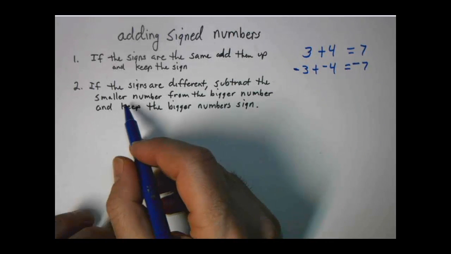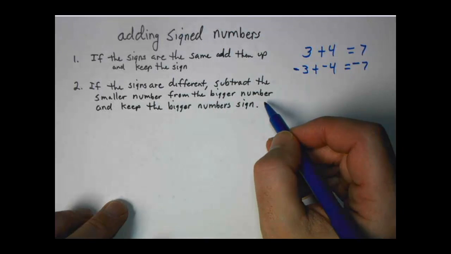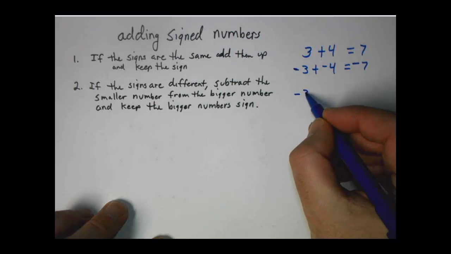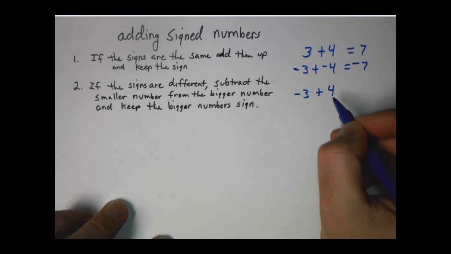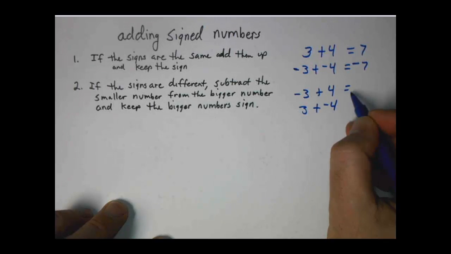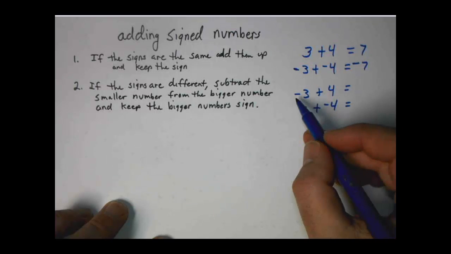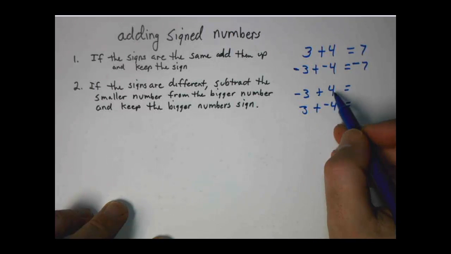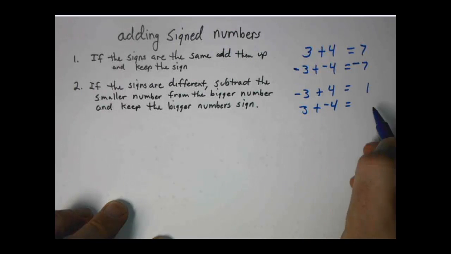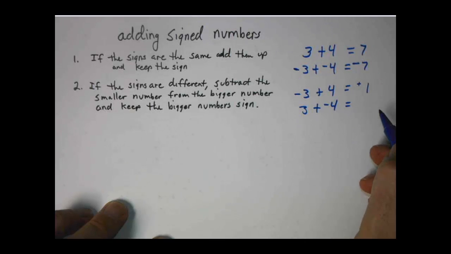The second rule: if the signs are different, subtract the smaller number from the bigger number and keep the bigger number's sign. So let's use 3 and 4 together. Let's say we have minus 3 plus 4, and we have 3 plus minus 4. We subtract the smaller number from the bigger number, so 3 from 4 is 1. The bigger number's sign is positive, so it is a positive 1.